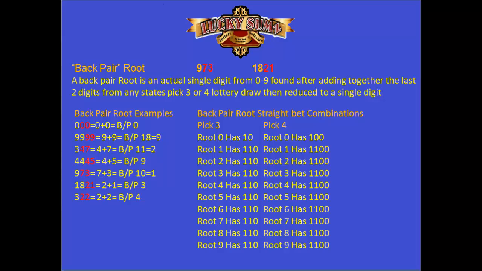Now, the same as the front pair and the center pair, a back pair root reduces for the pick 3 1,000 combinations for each individual single back pair root to only 110 combinations, and the pick 4 reduces from 10,000 combinations down to only 1,100 combinations for root 1 through 9. Root 0 again has 100 combinations for a pick 4, and root 0 for a pick 3 only has 10 combinations.